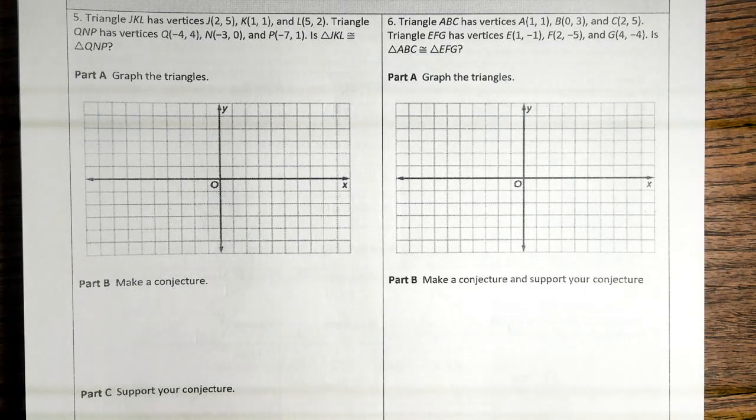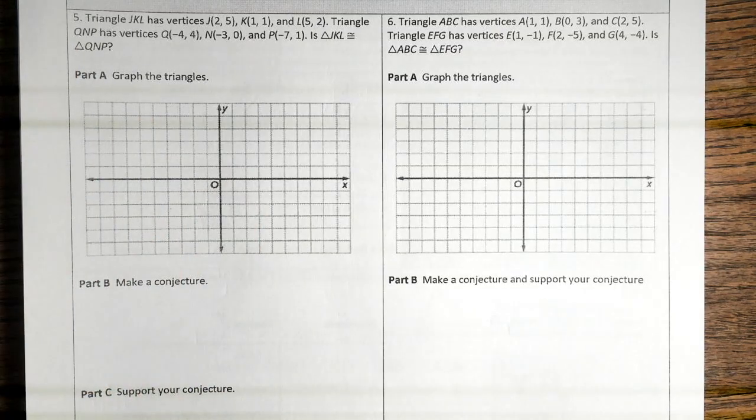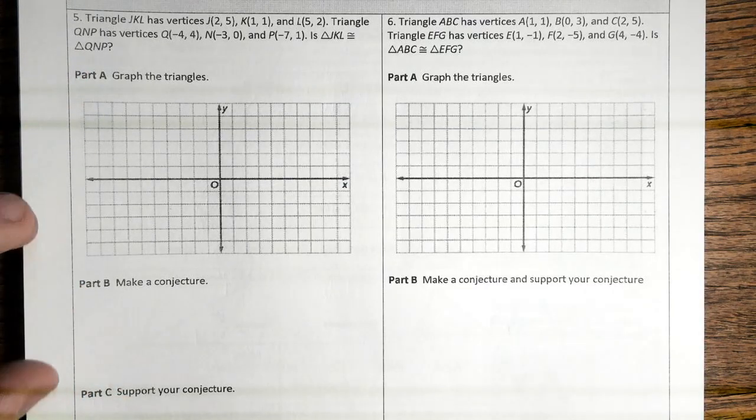So number 5 on the left, triangle JKL has vertices and gives us those coordinates. Triangle QNP has vertices and we get those coordinates. They're asking us if those two triangles are congruent. They ask us to graph the triangles. It says to make a conjecture and support your conjecture.